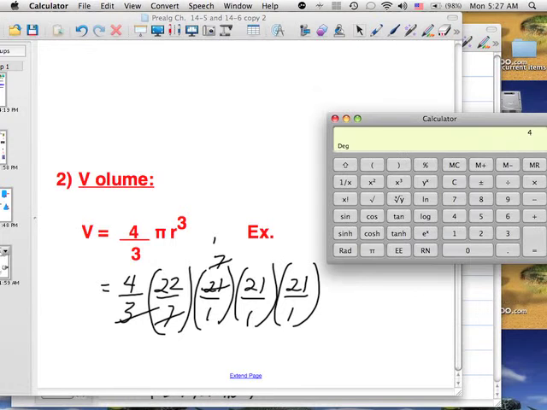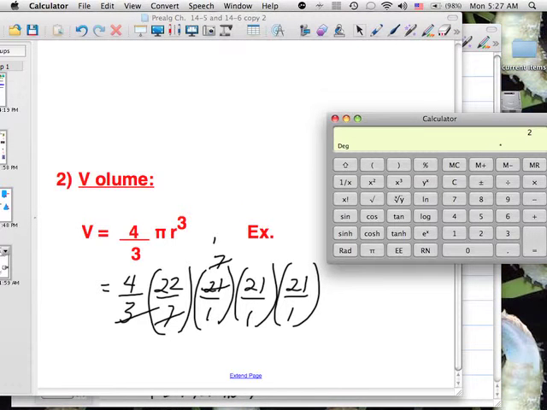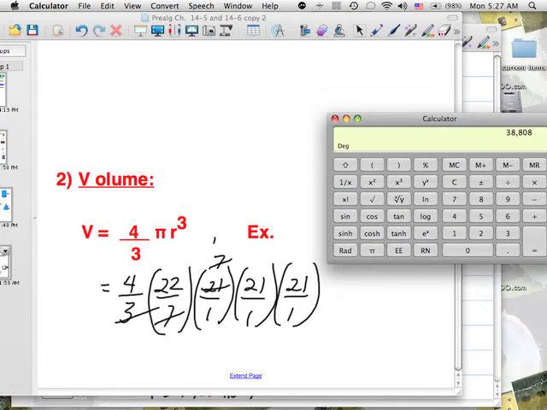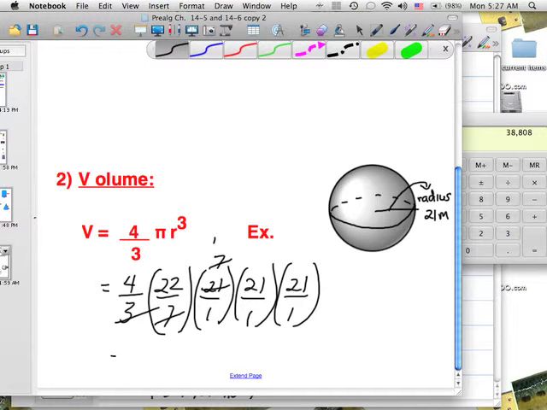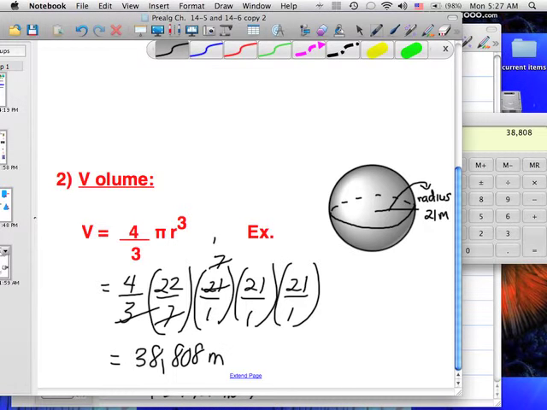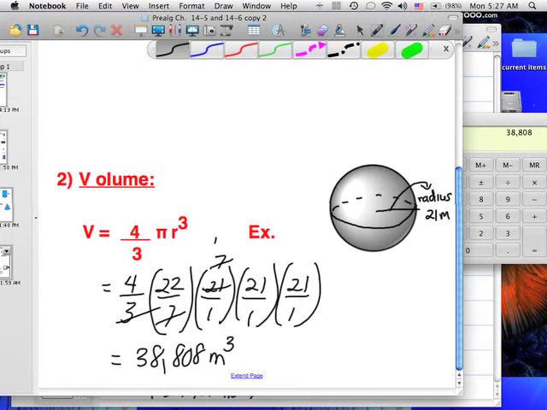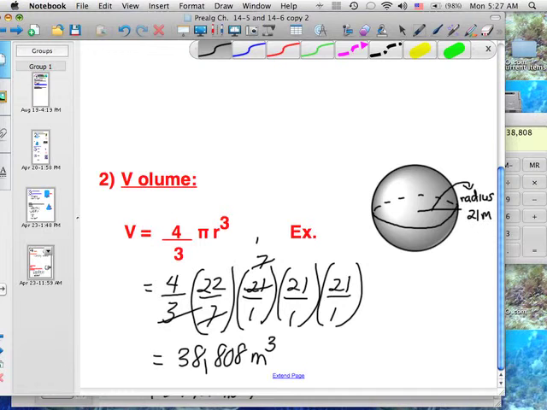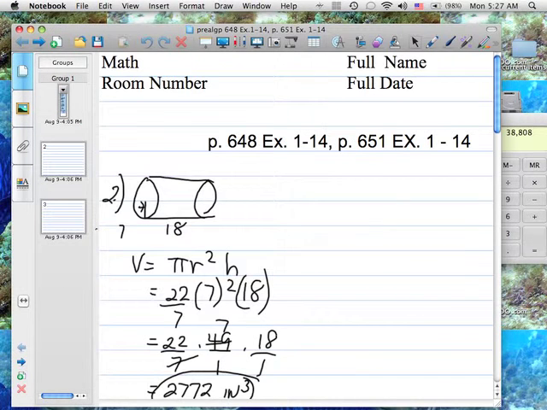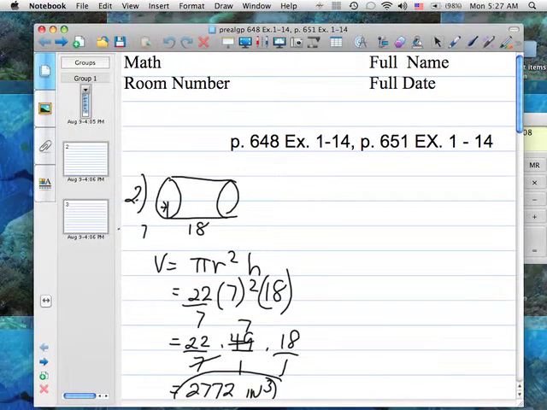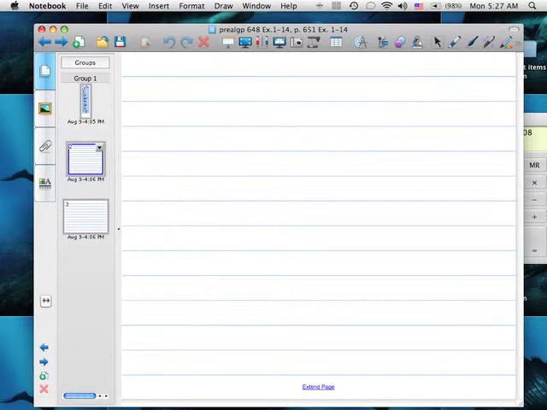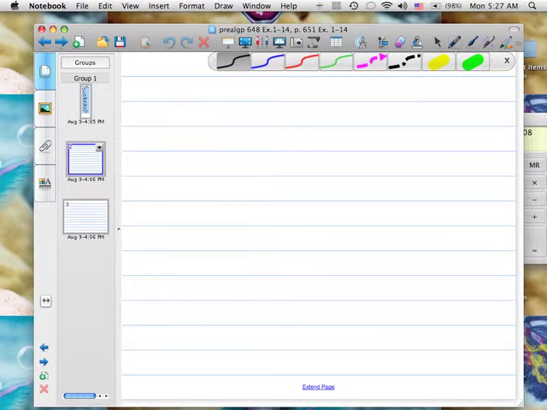So all I have to do now is take the 4 times the 22 times 21 times 21, and I get my answer, 38,808 cubic meters. Okay, keeping those formulas in mind, we're ready to do the evens, and this was from the last page, so we're now on 651, and we're doing 1 through 14.